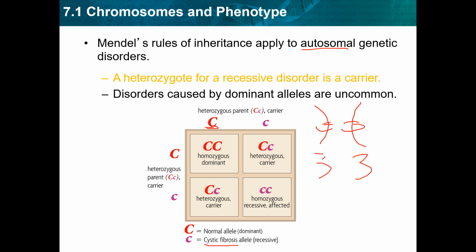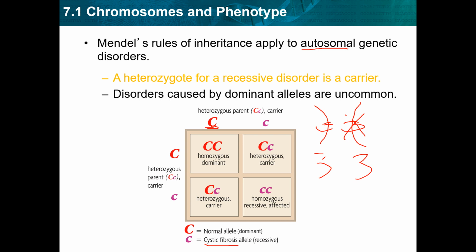Meaning that if you have 2 heterozygous parents, that means they're going to be carriers because they have 1 copy of their allele that works and the other copy that doesn't work. So that X represents the copy of the gene that doesn't work. Meaning they still have enough of that protein being produced where they're not affected, but they're still carrying 1 chromosome copy that doesn't work.